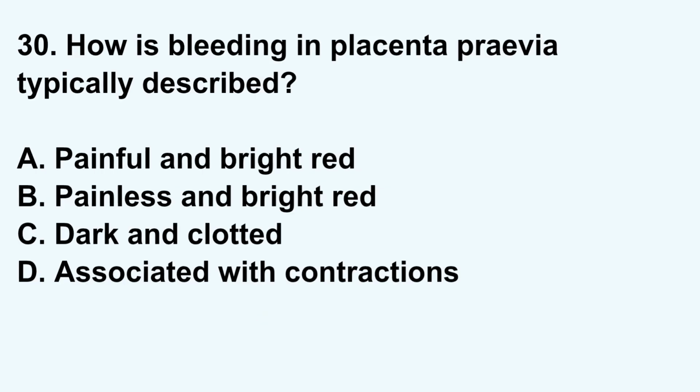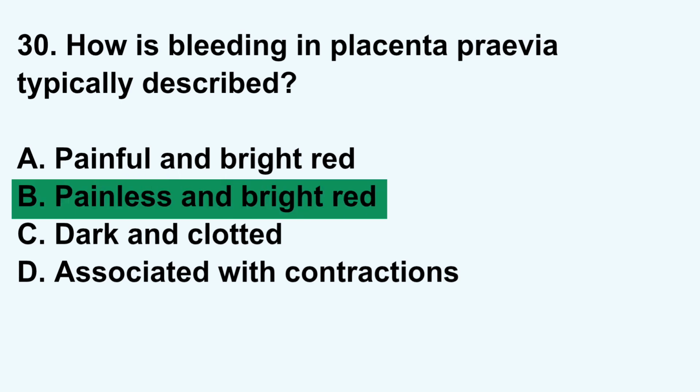How is bleeding in placenta previa typically described? A. Painful and bright red. B. Painless and bright red. C. Dark and clotted. D. Associated with contractions. Correct answer, B. Painless and bright red.